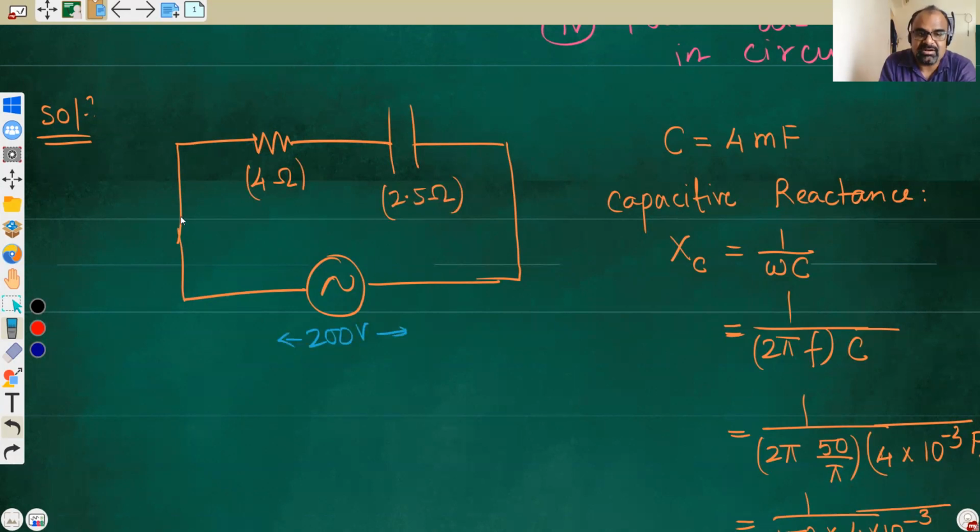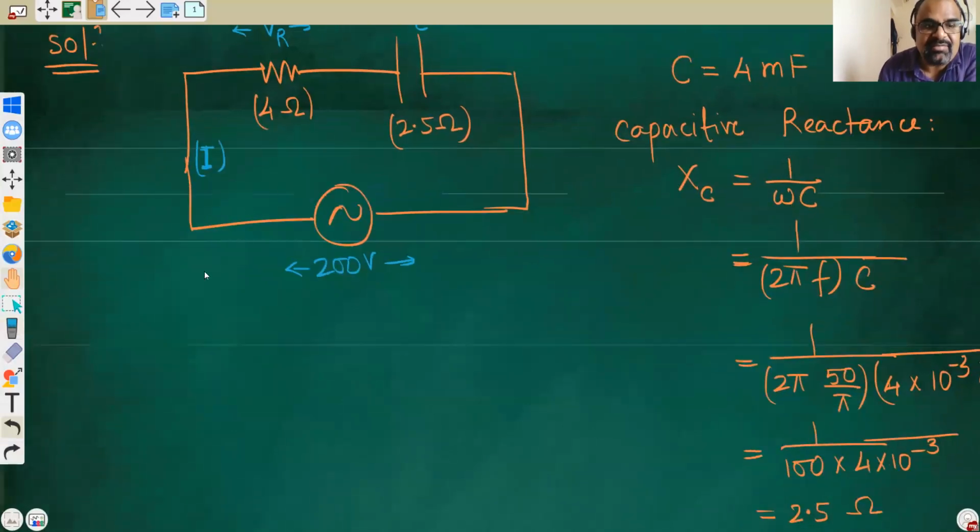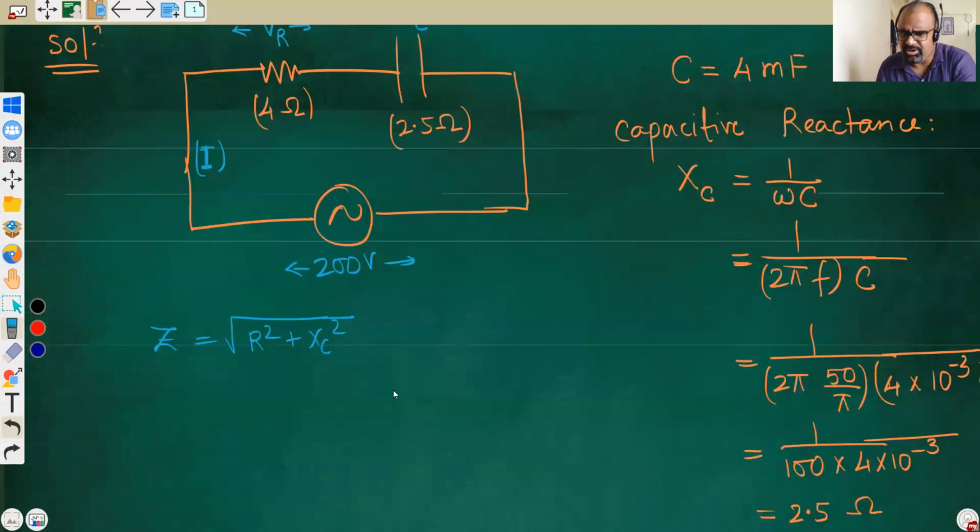Now how much will be the current? Well, I won't show the arrow because in this diagram, whatever values we are showing are only the RMS values. So this, and voltage across resistor, VR, voltage across capacitor, VC. Now actually, if this was an exam and the question was find current, I would have instantly found current like this. I would have said that impedance is root over R square plus X square. In fact, here also I will do it this way only. Don't worry.